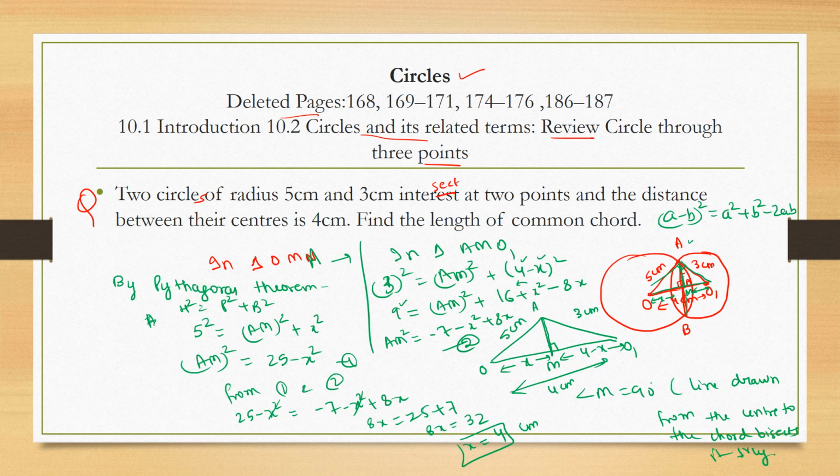If x is 4, you can substitute here: 25 minus 4 square is 16. 25 minus 16 is 9. And this is the whole AM square. AM becomes the square root of 9, that is 3. I'm hoping that you are getting it. So if AM is 3, the whole length AB will be twice of AM as it bisects. So 2 into 3, that is 6 centimeter. I'm hoping that you've got it.